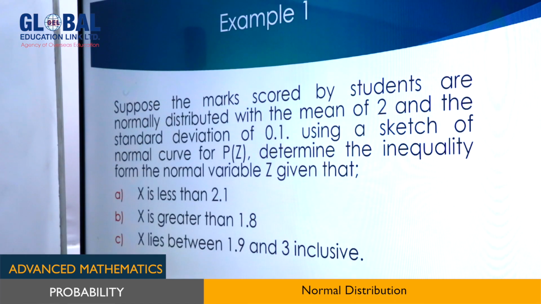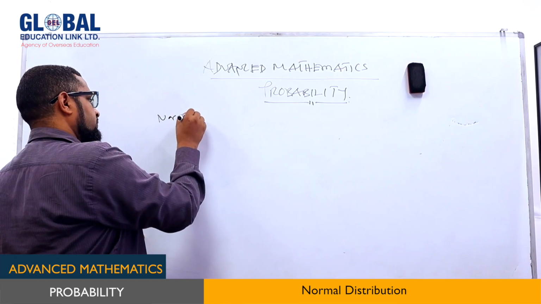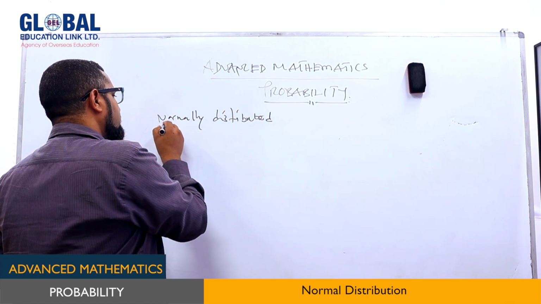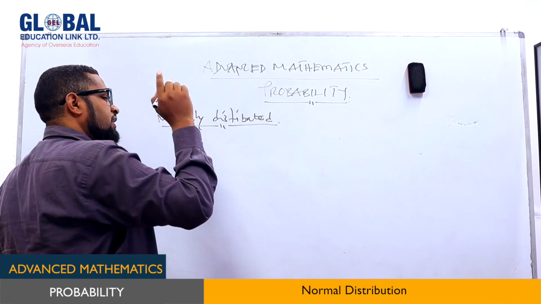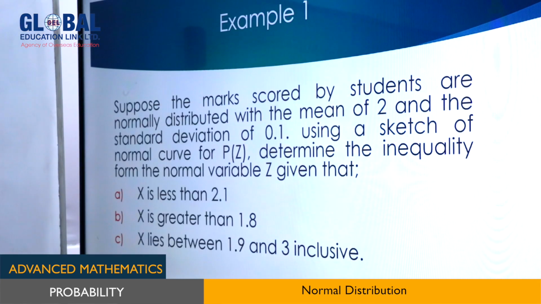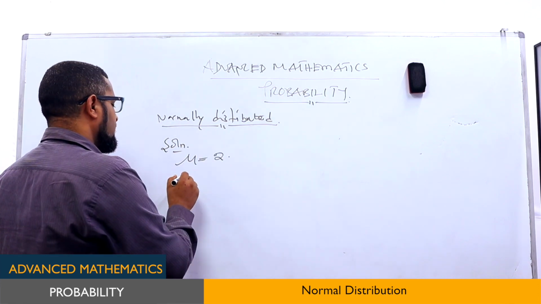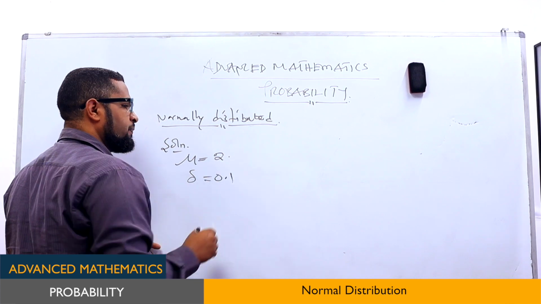Suppose the marks scored by students are normally distributed. When you say normally distributed, it means the mean of that data, the mode and the median are always equal. We are given the mean. So let's take part of the solution. Mean equal to 2, and you are given a standard deviation of 0.1.